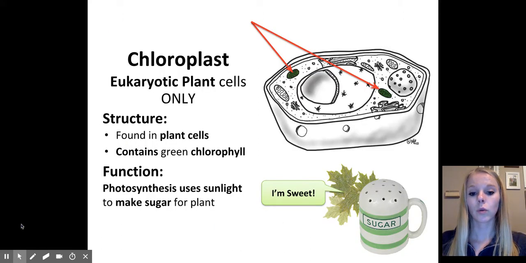The chloroplast is only found in plant cells. Animal cells do not have these organelles in their cells. Chloroplasts contain green pigment called chlorophyll, which absorbs energy from the sun. The chloroplast uses sunlight to make sugar, which the plant uses to grow and develop. So the plant is an autotroph that makes its own food.